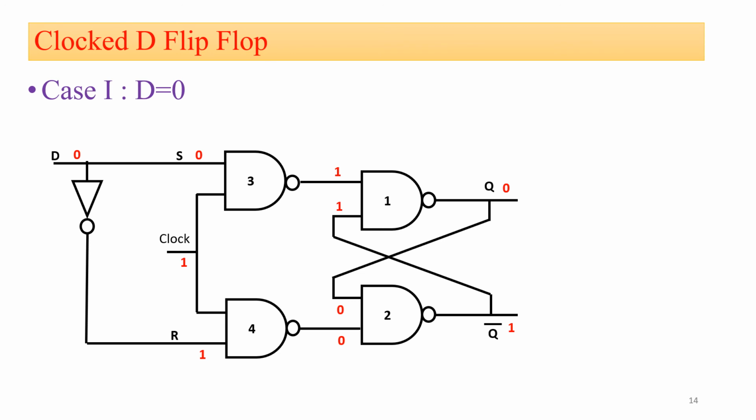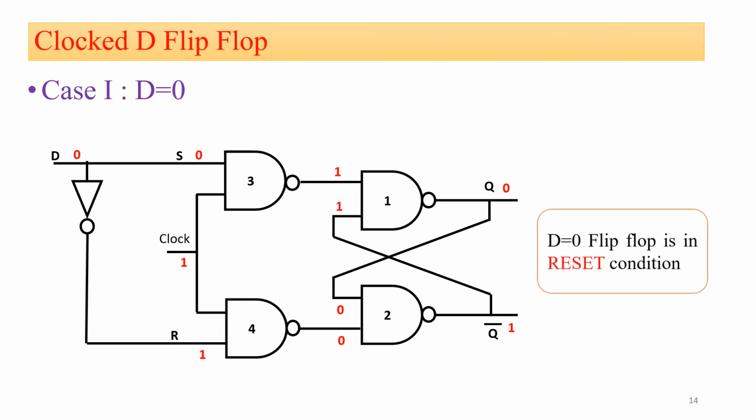Again, if you check all the conditions, then you will get your Q equals 0 and Q bar equals 1. And as we know, if Q equals 0 and Q bar equals 1, then our flip-flop is in reset condition. The conclusion is that when our D equals 0, then our Q equals 0 and Q bar equals 1. This will reset our flip-flop. This indicates our flip-flop is in reset condition.